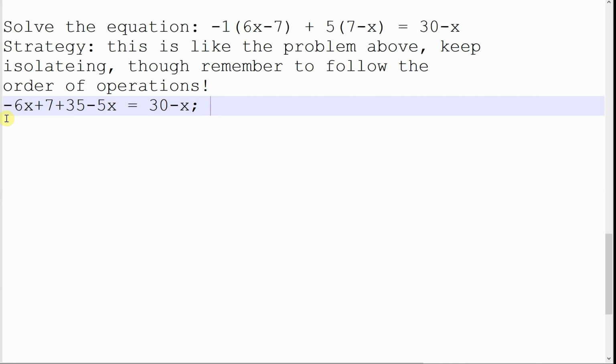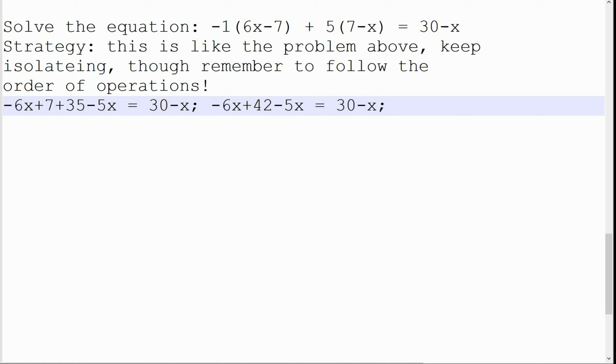Negative 6x plus 7 plus 35 minus 5x. That's a huge equation too. I think we got ourselves into a bigger mess. But behold, 7 plus 35 is 42, so negative 6x plus 42 minus 5x is equal to 30 minus x.